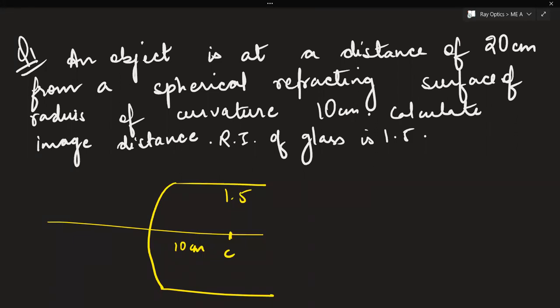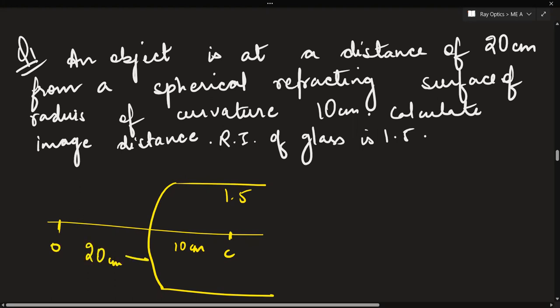What else is given? Yes, object distance. The object is, let's say, kept here, 20 centimeters. So will the object distance be positive or negative? What about the sign conventions? Is object distance taken positive or negative? Ma'am, negative. Yes, negative, because it is against the direction of incident light.